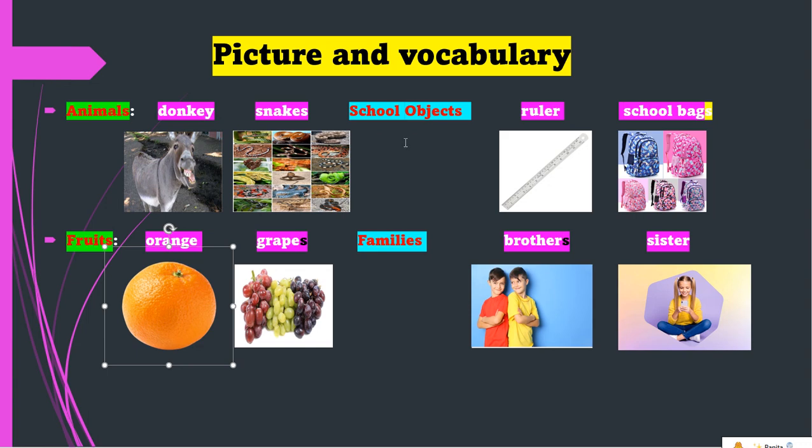Okay, next, school objects. So school objects, we have ruler. So ruler, this one here. So we use this one when you draw or when you make a line. So you use the ruler, and you always have it in your bag, especially when you do art. So for that subject, you really need a ruler.